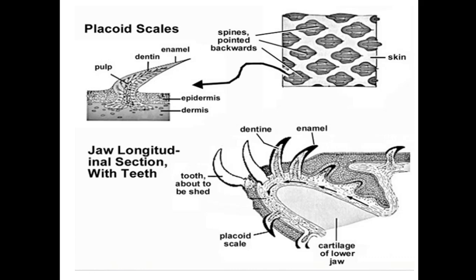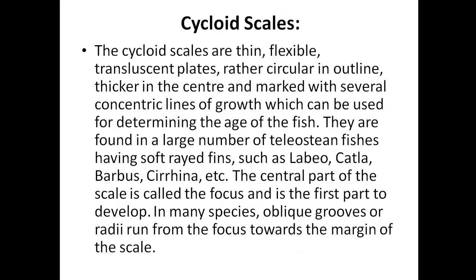Very similar to that of the teeth. Here it is the teeth, it is the photograph of a teeth. This is the placoid scale. Structurally they are one and the same. Then let us move on to the other type of scale, what is known as cycloid scale.